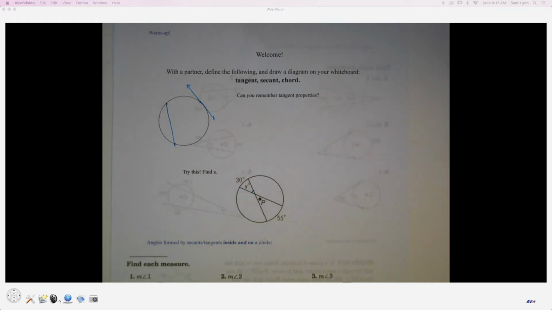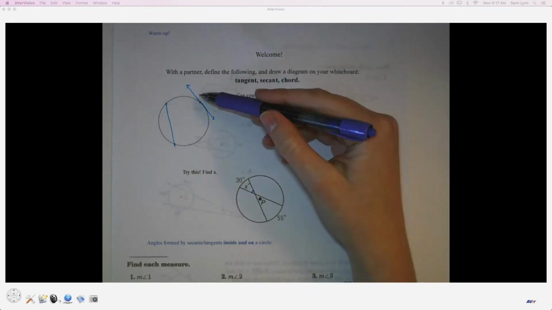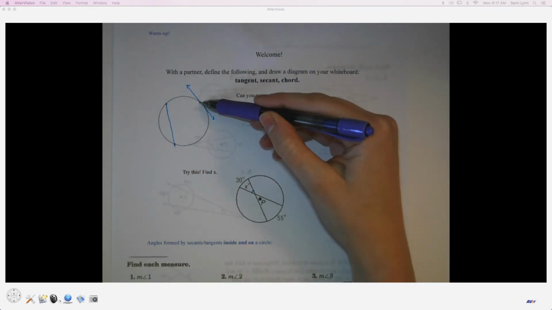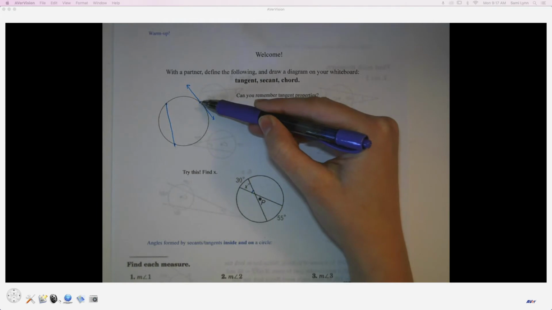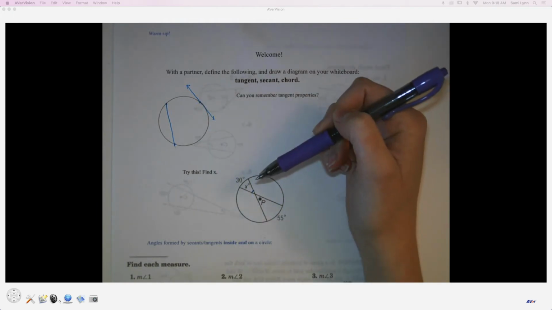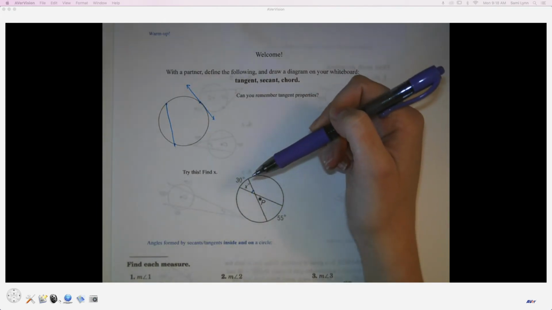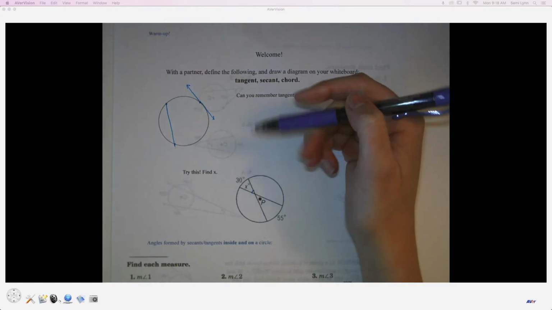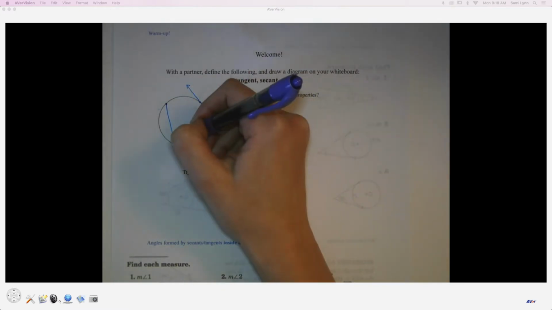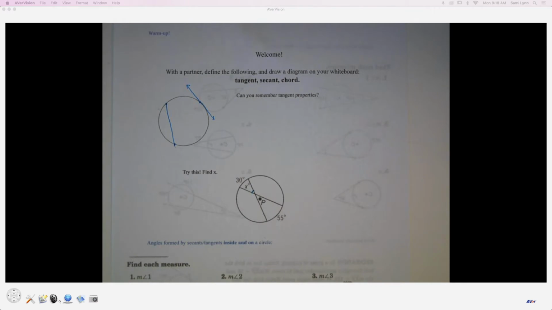All right, so we kind of went through this warm-up in class, but in case you don't remember, which is valid, let's talk a little bit about tangents, secants, and chords. So we talked about chords and tangents a lot. A tangent line is just a line that connects to one point on the outer rim of our circle, or the circumference. And a chord is just a line segment within a circle that touches 2 points on the circumference of our circle.